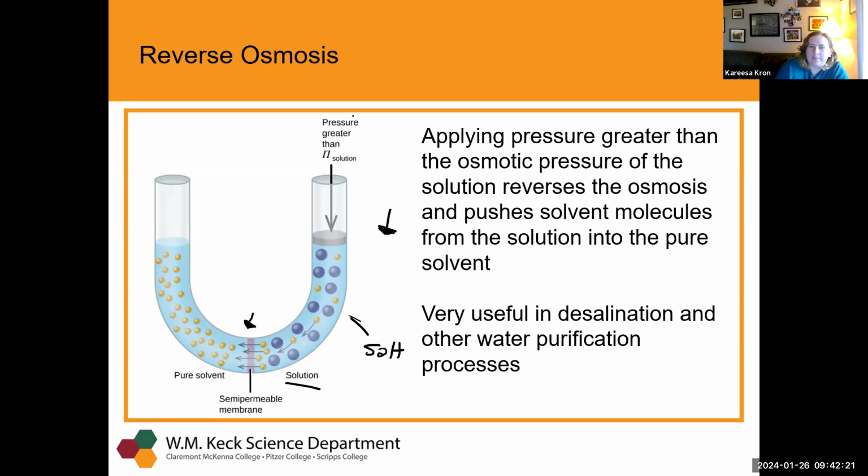And when we apply a pressure and force the solvent molecules or the water to go across the membrane in the opposite direction that they would like to with the osmotic pressure, then we produce clean water and some salt sludge, or some maybe slightly hydrated salt. And so we can use this to get a lot of extra clean water. And so reverse osmosis is used a lot in water filtration processes.